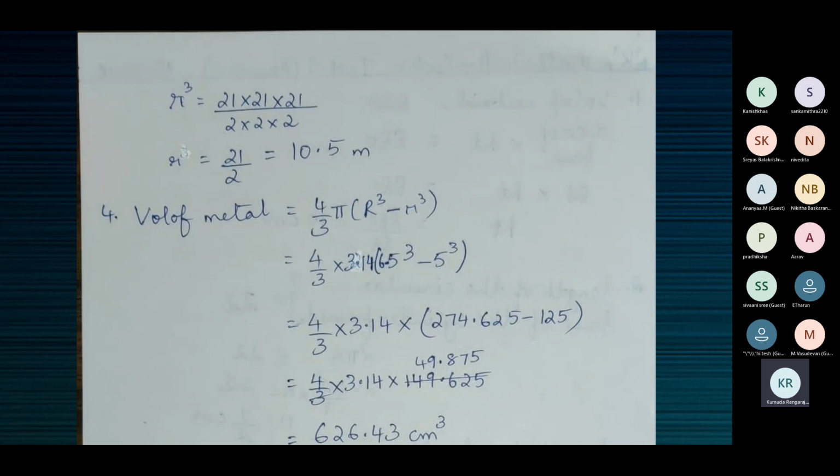Volume of the metal is equal to, you can write, volume of the metal in the spherical ball. Volume of the metal in the spherical ball is equal to 4 by 3 pi capital R cube minus small r cube.